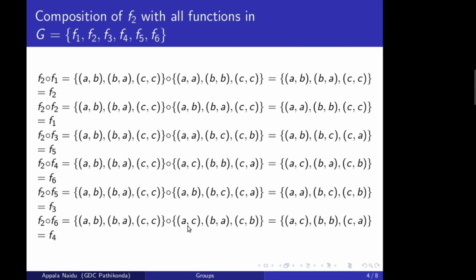Here you start with A, image of A is C, so image of C is C. In composition A goes to C. Here you start with B goes to A, so A goes to B. In composition B goes to B. C goes to B, so B goes to A. In composition C goes to A. So this is F4. Like this we can compute all possible compositions.